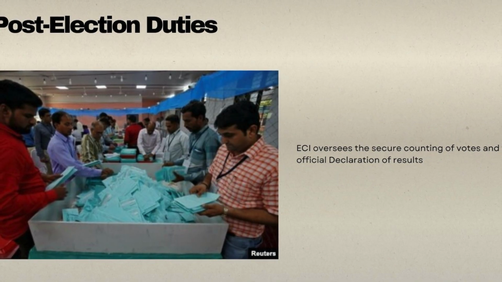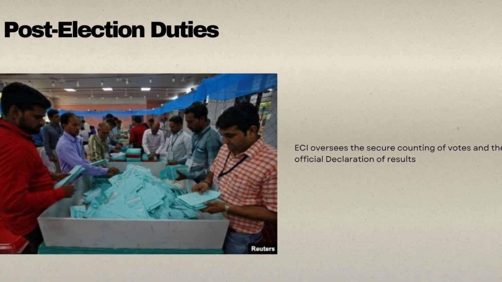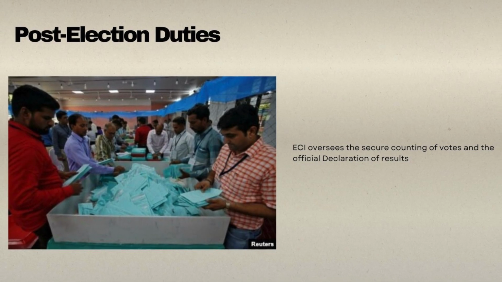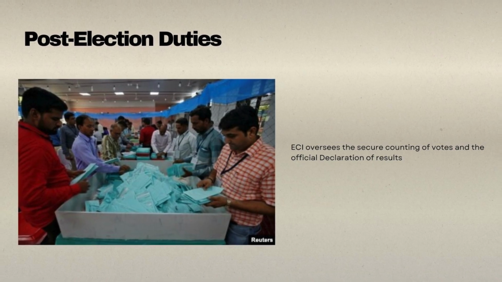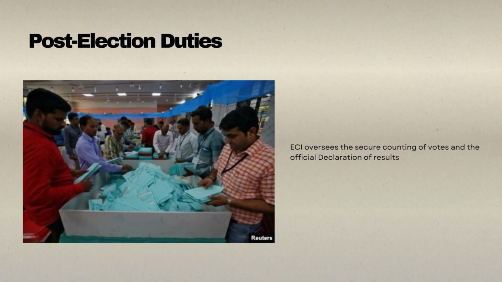Post-election, the functions involve the secure storage of all voting materials, the official counting of votes, and the declaration of results. The ECI ensures this data is finalized and secured, managing the initial rounds of dispute resolution until results are certified and legal challenges are closed.